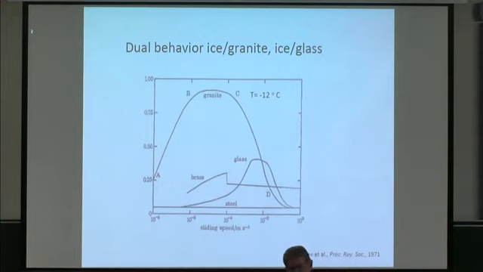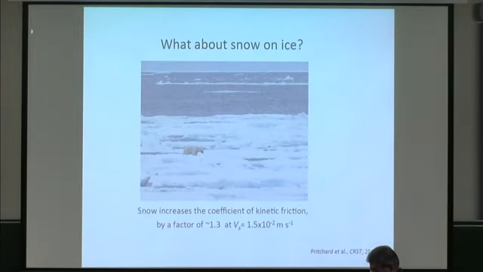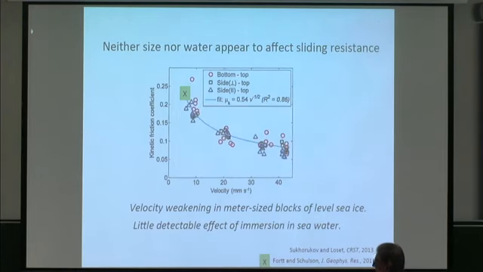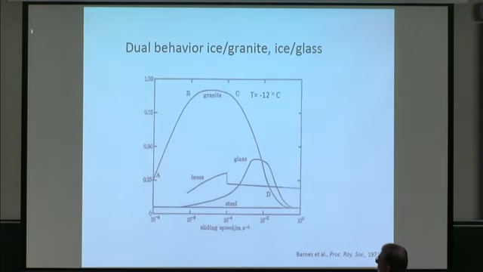Dual behavior of the kind I just described is not limited to ice on ice. Barnes, Tabor, and Walker all those years ago in '71 showed us it also is characteristic of ice sliding on granite, at about the same temperature, and of ice sliding on glass. There's a rising branch, a falling branch, a rising branch, a falling branch, in both cases. Okay, there's something general perhaps about this behavior.